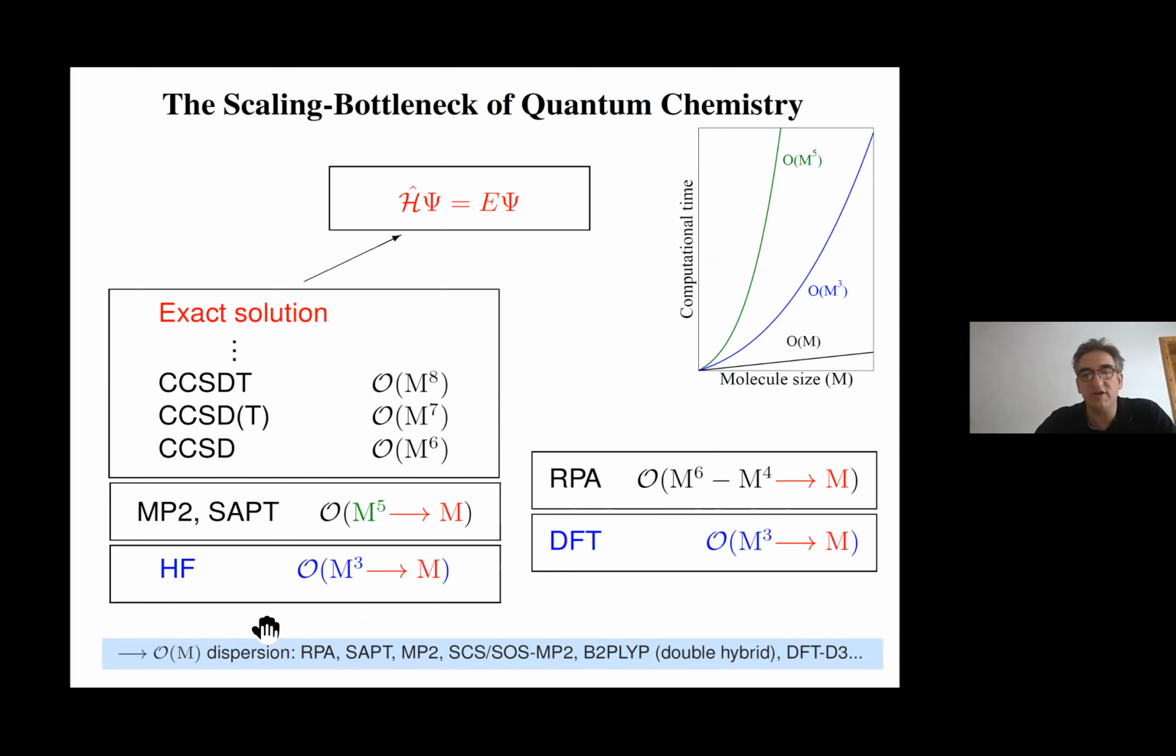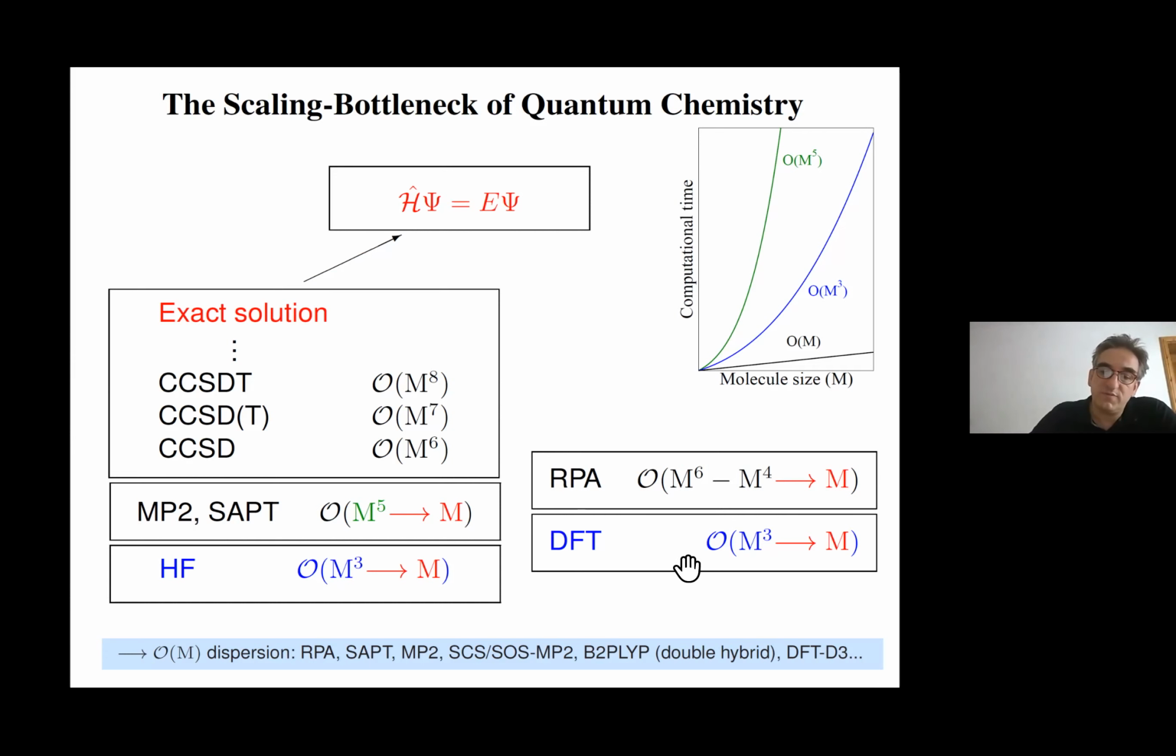And this is the hierarchy of methods we have in quantum chemistry. So we start, for example, with a Hartree-Fock wave function. This scales already cubically with system size. Then we can do perturbation theory. In the standard formulation, it scales as N to the 5th. Then coupled clusters, singles, doubles, N to the 6th, N to the 8th, and so on.